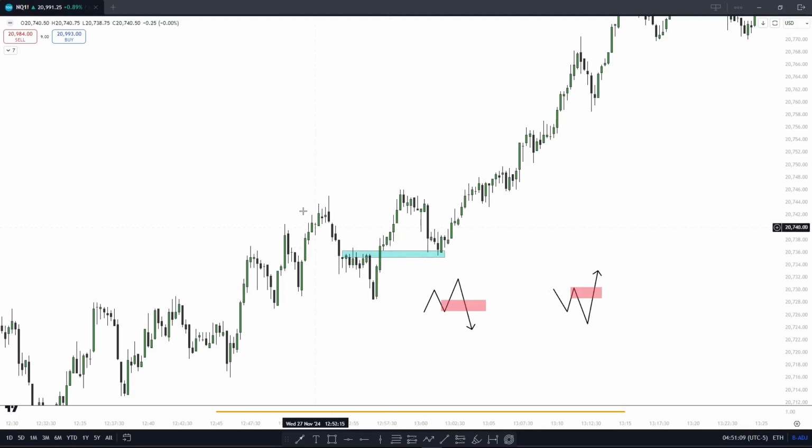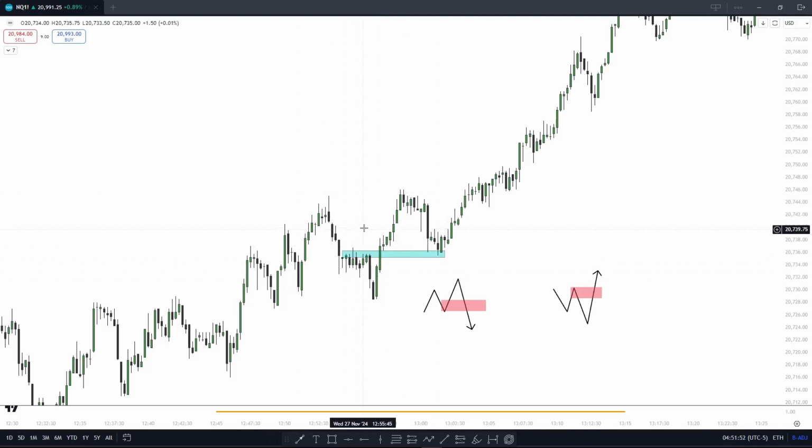If you're expecting for us to keep going lower, don't take this trade, no matter if it's a unicorn, no matter if it's anything else, because this is just a pattern. If you just trade patterns, you're just as bad as the retail traders.